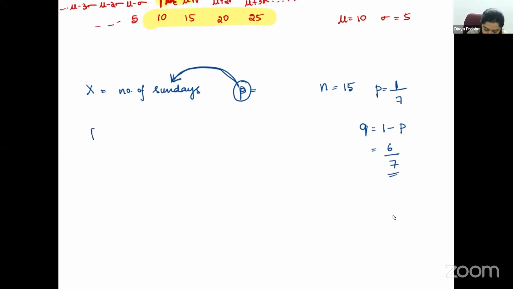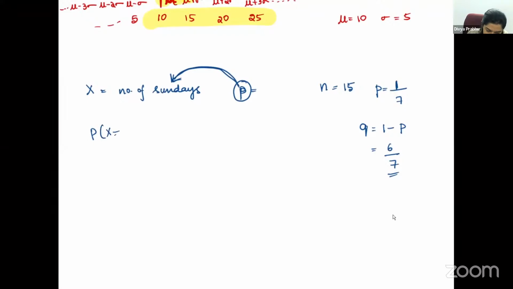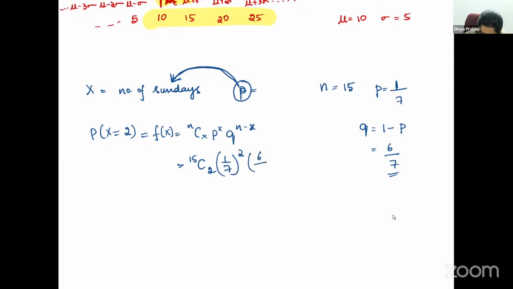Now let's substitute the formula. I want to get probability of getting 2 Sundays. So x is equal to 2 I want to calculate. P of x is equal to 2, which is equal to, apply the formula, f of x is equal to nCx p power x q power n minus x. Correct? So n is how much? 15. 15C2. X is 2. P is 1 by 7 to the power x, which is 2. 6 by 7 to the power 15 minus 2, that is 13. Please solve this and give me the answer.